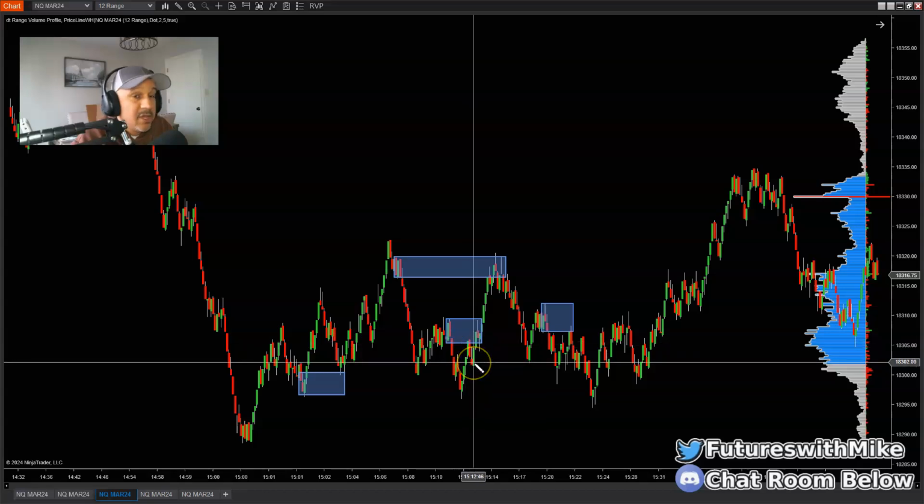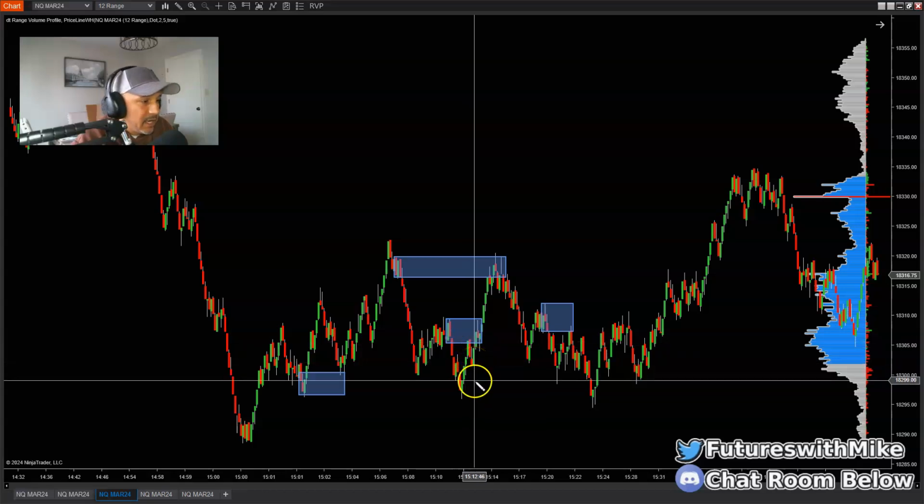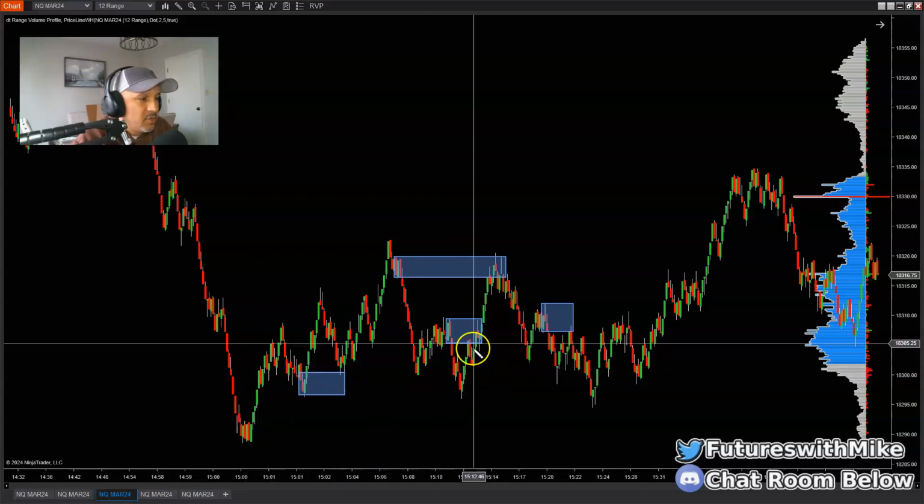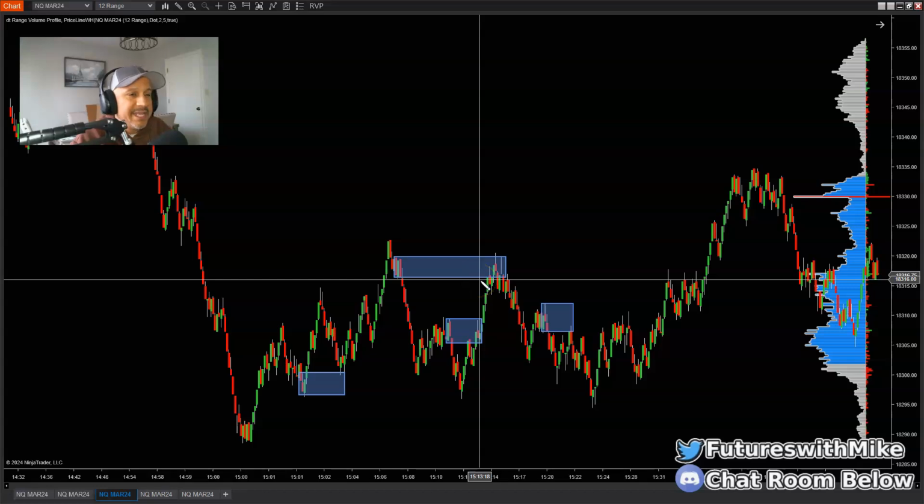It got the break and close. Fake out there, buddy. Take a look. It comes down and there's support resting right here, all in here. So what does it do? It pushes back higher to test the area of supply above.